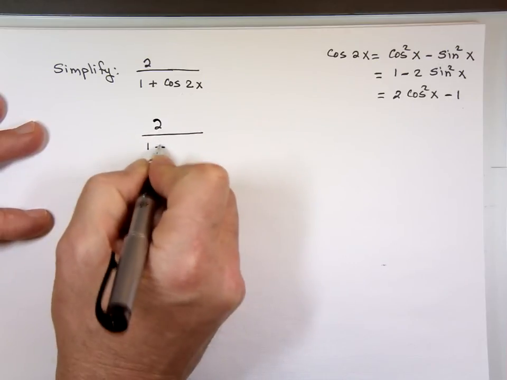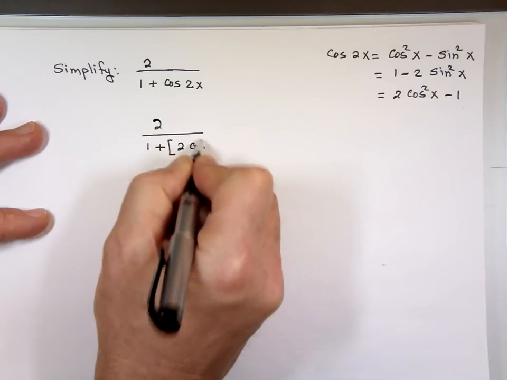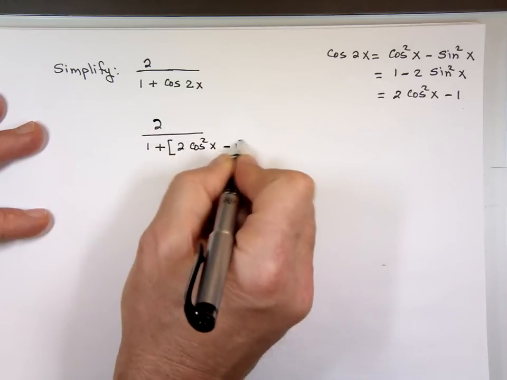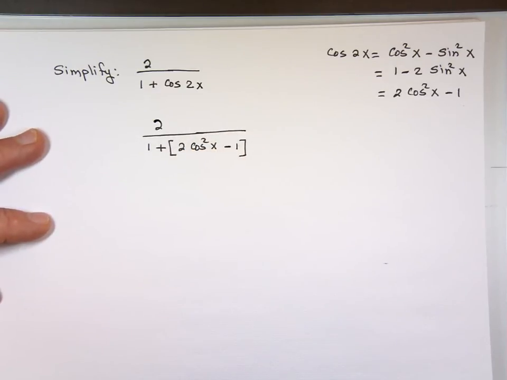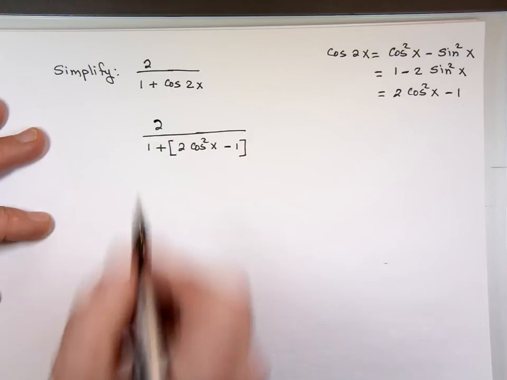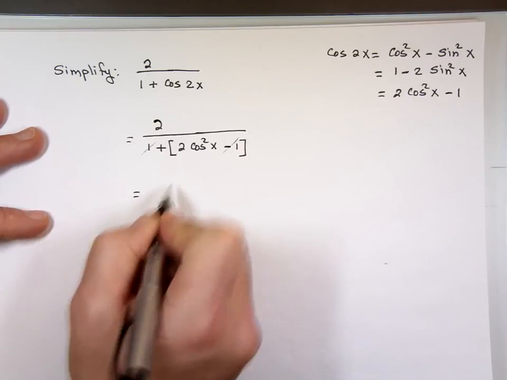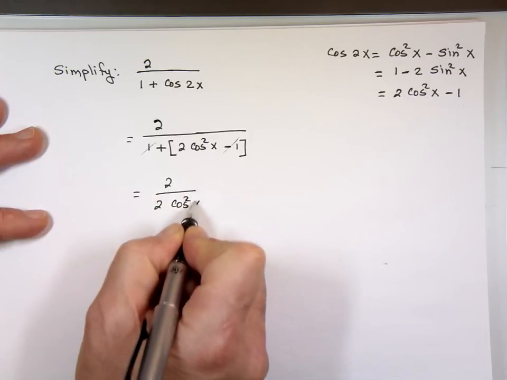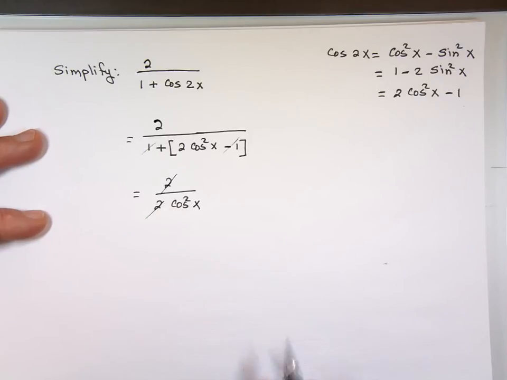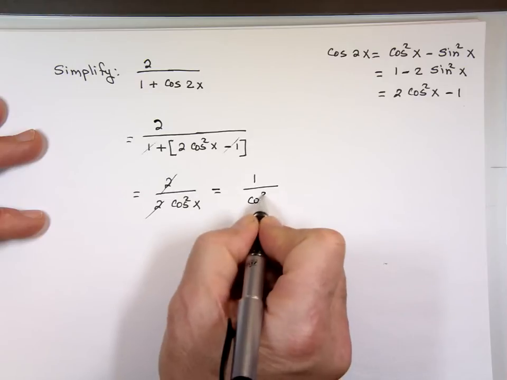So in place of that, let's put 2 cosine squared x minus the 1. And what happens to the 1's now? They will cancel each other out. This one and that one, they'll cancel. So now I will have what? 2 divided by 2 cosine squared x. The 2's will cancel. When you cancel that, there's always a 1 left there, not a 0. Because if you have a 0 on the top, the whole thing is 0.